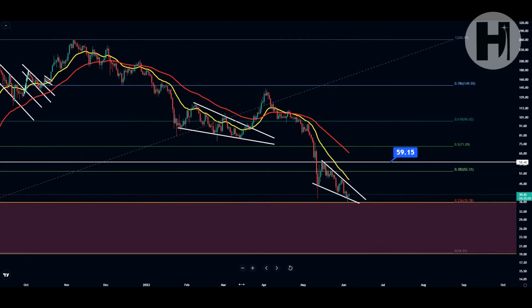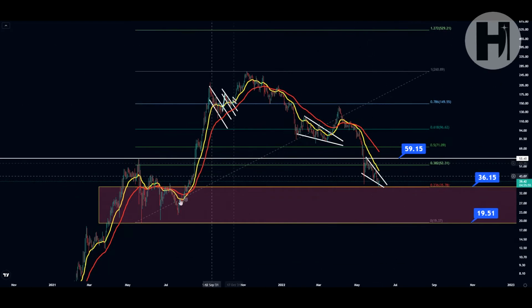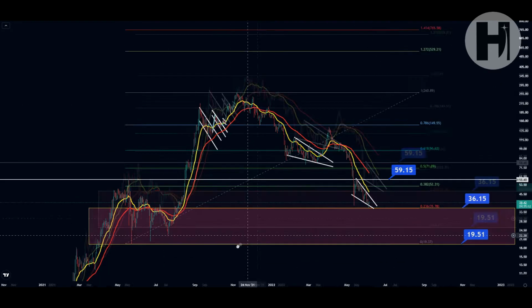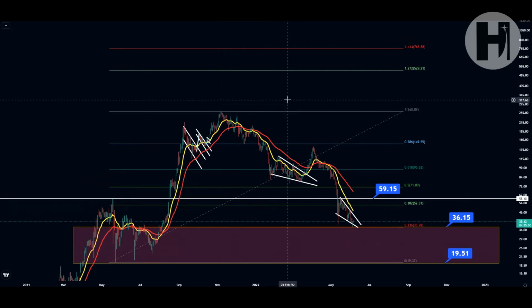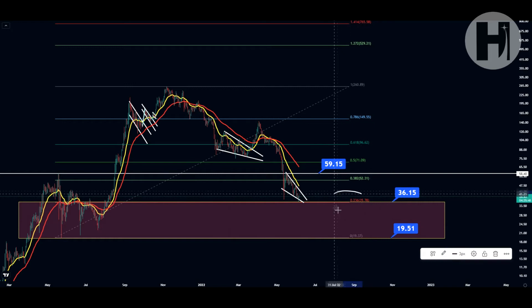But taking a look at the Fib retracement that I have set up over here right now, so we have our swing low here in May of last year, we have our swing high here in November, and what you're doing right now is you're coming back down to retest the 0.236 Fib retracement. Okay, so this is our support.